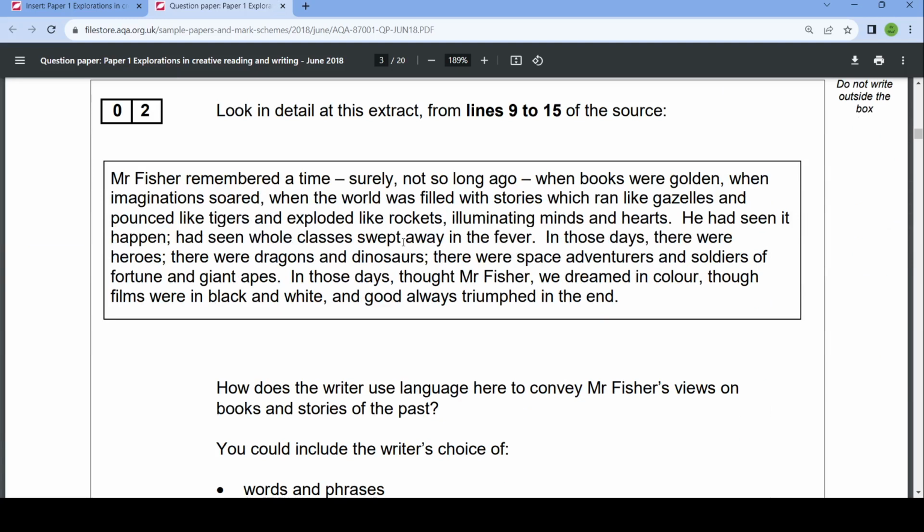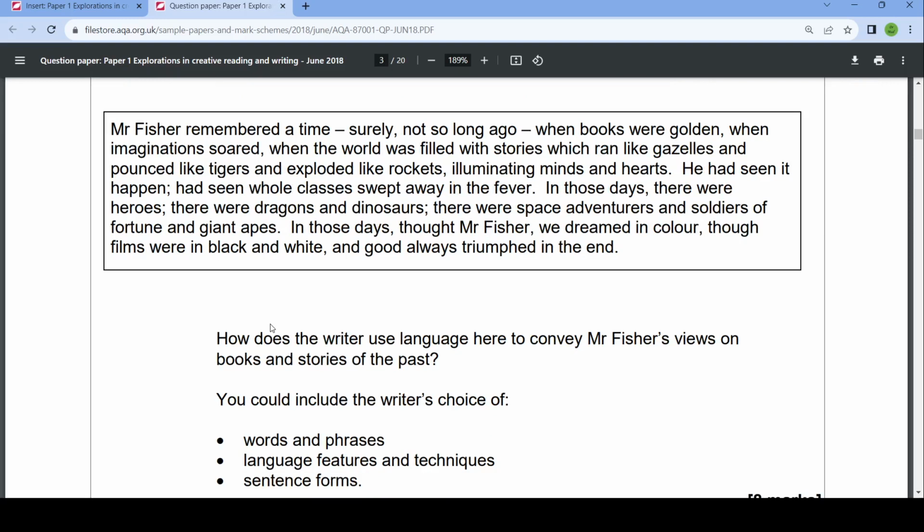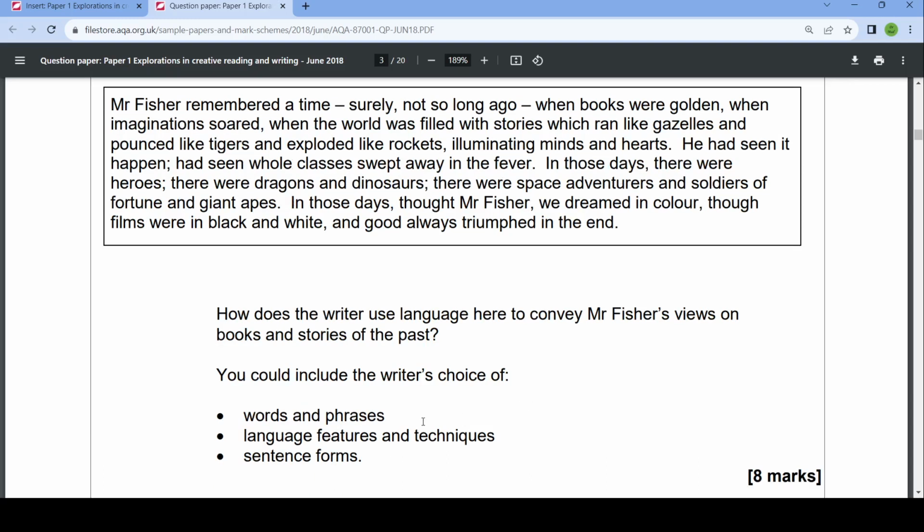And it says, look in detail at this extract from lines 9 to 15 of the source. Now, again, notice you have to use the line numbers. But actually, in this case, you don't need to worry too much about it because they give you the extract again, or the mini extract within an extract. Okay. And this is what we call the language question. So it says, how does the writer use language here to convey Mr. Fisher's views on books and stories of the past? You could include the writer's choice of words and phrases, language features and techniques, sentence forms, and it's 8 marks.